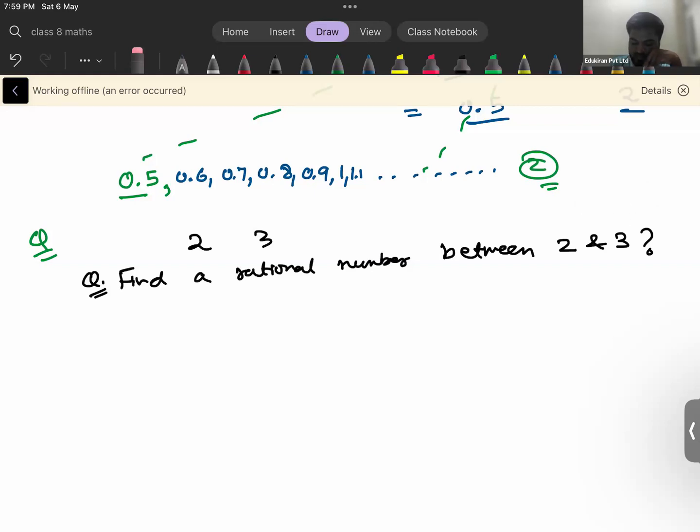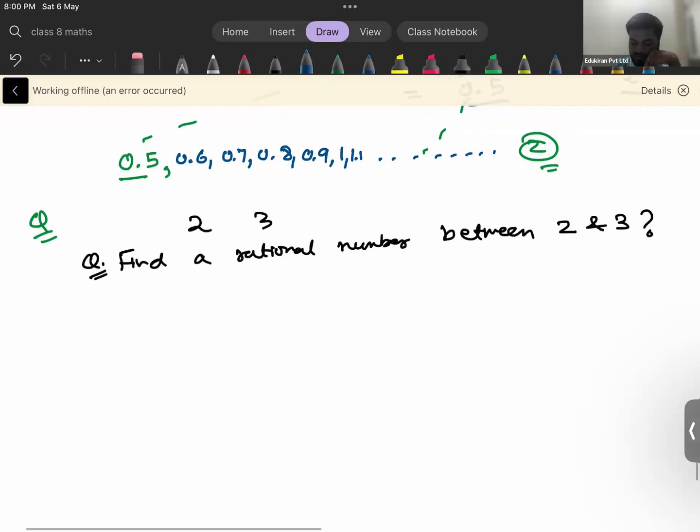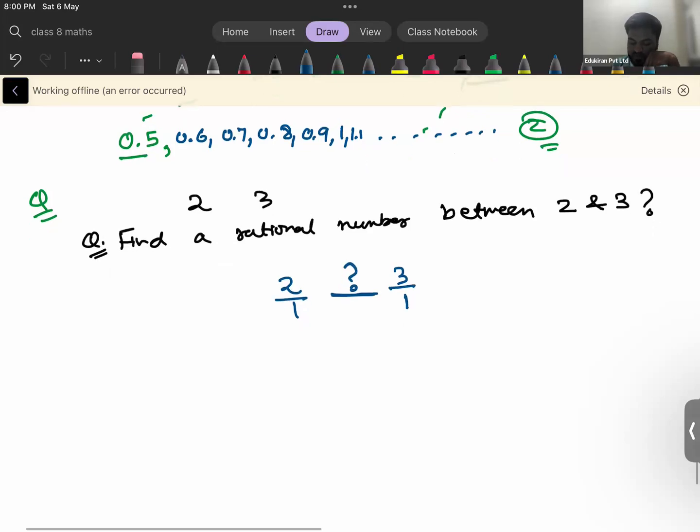So you see here, how do we solve such questions? Here, 2 and 3 can be written like 2 upon 1 and 3 upon 1. And you have to find only one rational number in between these two. Let's say 2 upon 1 is in the form of a upon b, and 3 upon 1 can be written as c upon d.